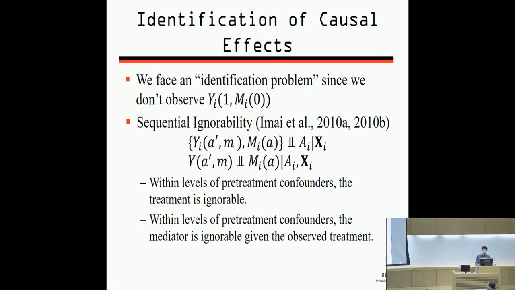Putting it in language, it just means within levels of pretreatment confounders, the treatment is ignorable. The first condition means conditional on X, you can think of exposure or treatment as randomized. The second assumption is, given the baseline confounders X, the mediator is ignorable given the observed treatments. So given the treatments and also the baseline covariates, you can think about the mediator as randomized.